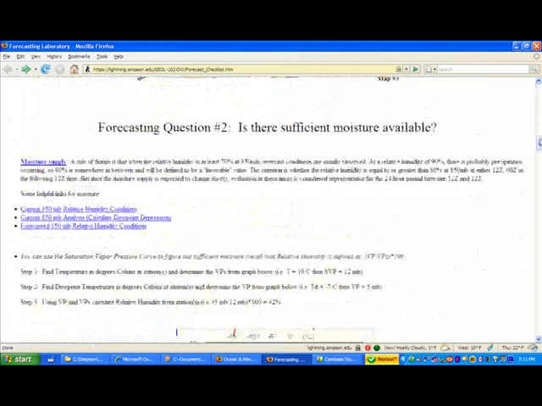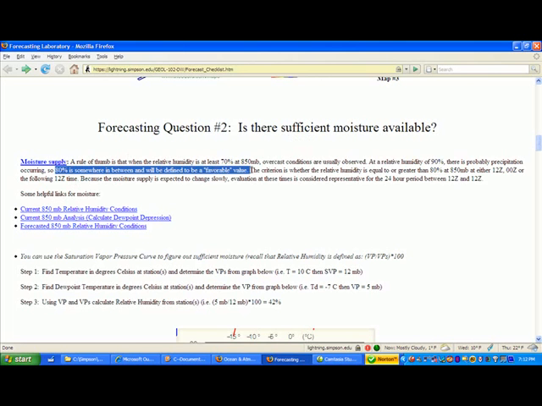Now, in terms of forecast question 2, when you're forecasting, you're looking for sufficient moisture. And this particular program that grades your forecast exercise looks at a relative humidity of 80% at 850 millibars, which is at about a mile up in the atmosphere, not at the surface, but about a mile up, at either 12Z, 0Z, or the following 12Z.